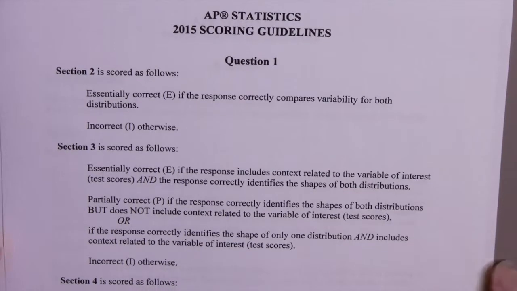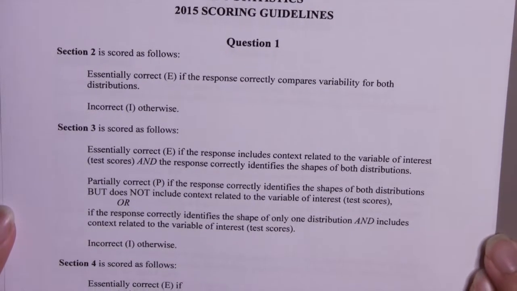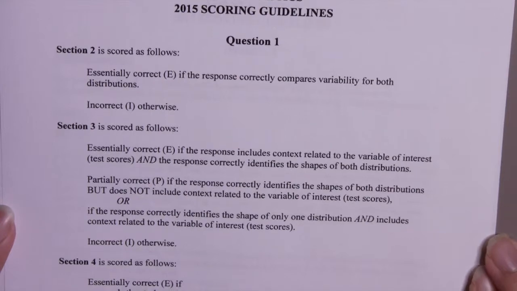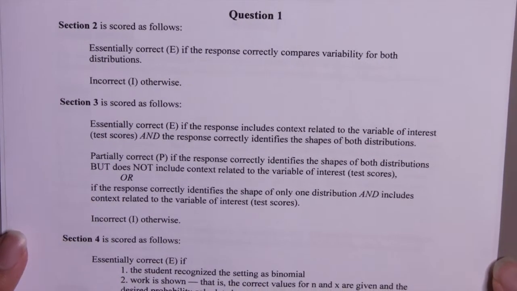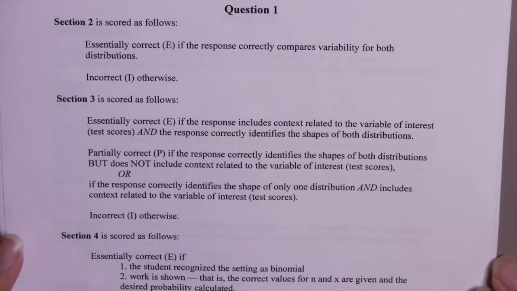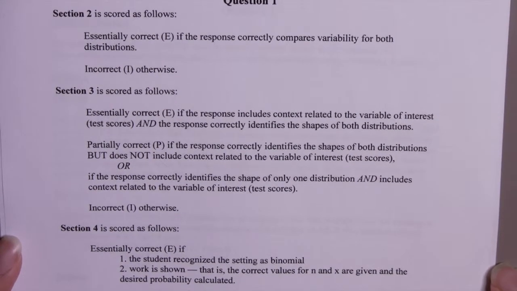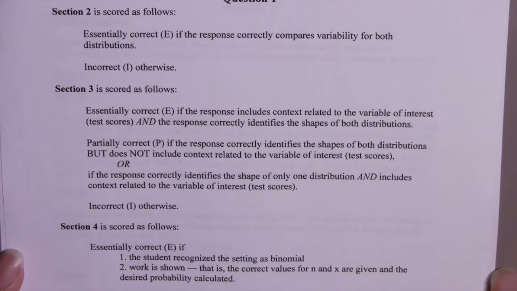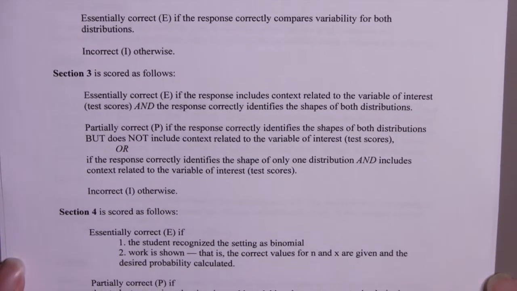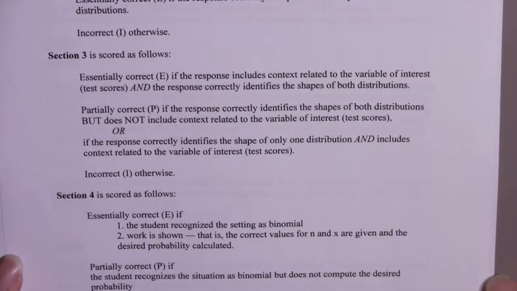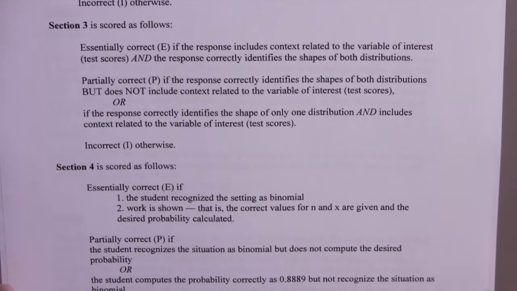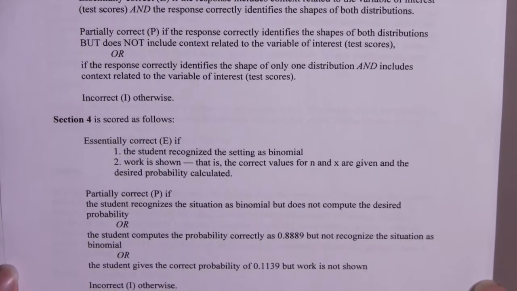In Section 3, you get an E or essentially correct if the response includes context related to the variable of interest, test scores, and the response correctly identifies the shape of both distributions. You get a P or partially correct if the response correctly identifies the shapes of both distributions but does not include context related to the variable of interest, test scores, or if the response correctly identifies the shape of only one distribution and includes context related to the variable of interest, test scores. It is incorrect otherwise.